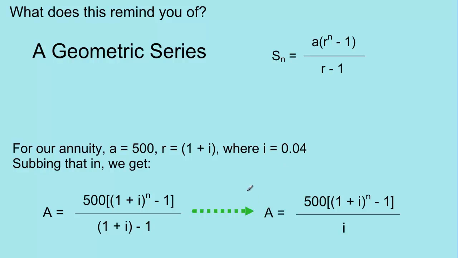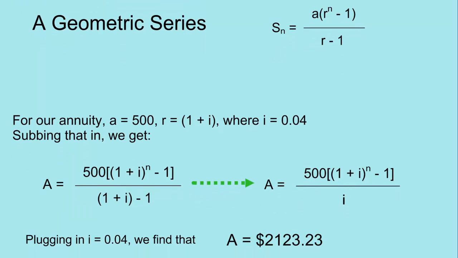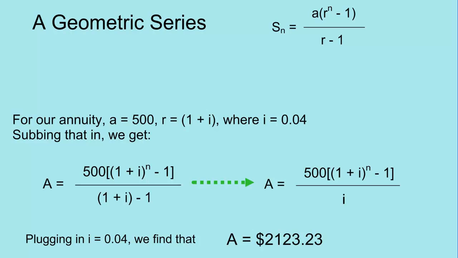And so if we sub those things into our formula here, instead of saying Sn, we can just say A for amount. And so we plug all those numbers in, and this is what we end up with as our formula: 500 times 1 plus i to the exponent n minus 1, all over i. And if we put in i equals 0.04, well, we end up with A is equal to $2,123.23. Exactly what we had before.